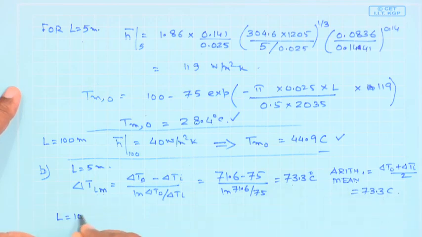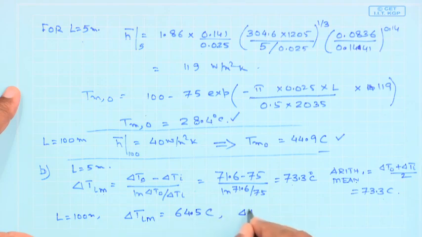When we do this for 100 meters, you calculate and see that delta T LM is equal to 64.5 C, and delta T arithmetic mean comes out to be 65.1. So, for this specific fluid at two different lengths of the pipe, we see almost no difference for shorter length of the pipe, and the differences will start to creep in as the length of the pipe is increased, but still it is not going to be noteworthy.